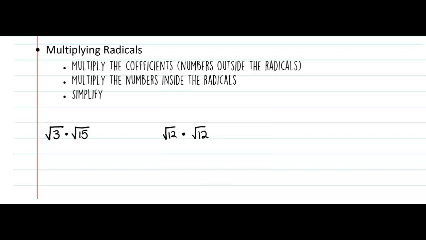first example would be a 1, it's invisible, and a 1. When we multiply those, we just get 1. Then we're going to multiply the numbers inside the radical. 3 times 15 makes 45.